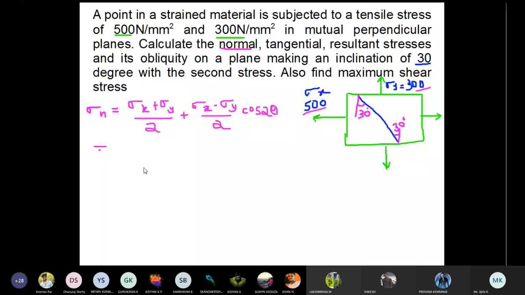Substitute all the values and you will get: sigma x is 500, sigma y is 300, theta is 30°, and here cos 2 theta, so cos 60°. You will get the answer 450 Newton per mm square. This is sigma n, the normal component.